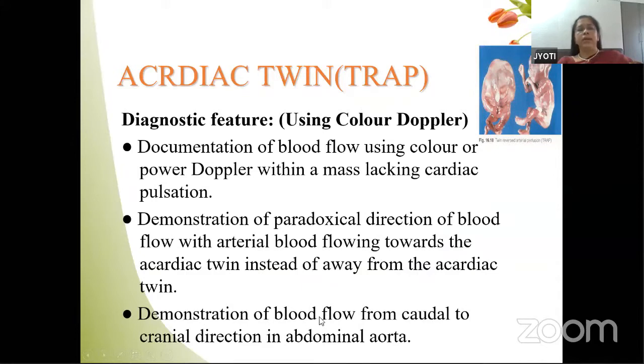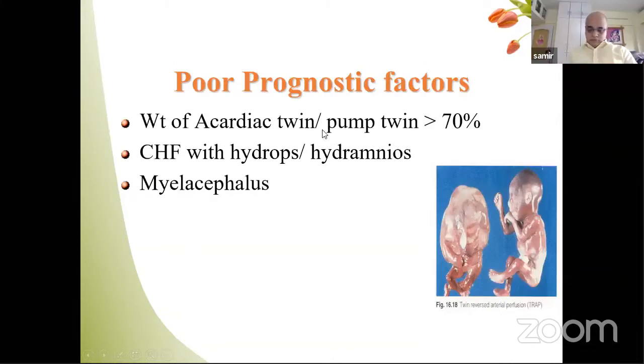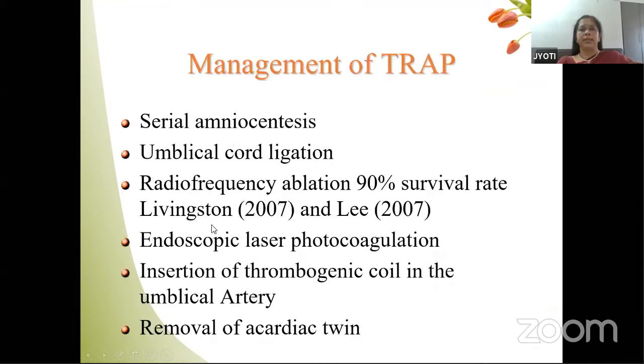And when you look at the blood flow from caudal to cranial direction in the abdominal aorta, if you find that the weight of the acardiac twin versus the pump twin is more than 70%, it's a poor prognostic factor. If there is hydrops, hydramnios, or myelocephalus, it's a poor prognostic factor. Again, what do you do for them? You can just give serial amniocentesis, umbilical cord ligation, radiofrequency, 90% survival.